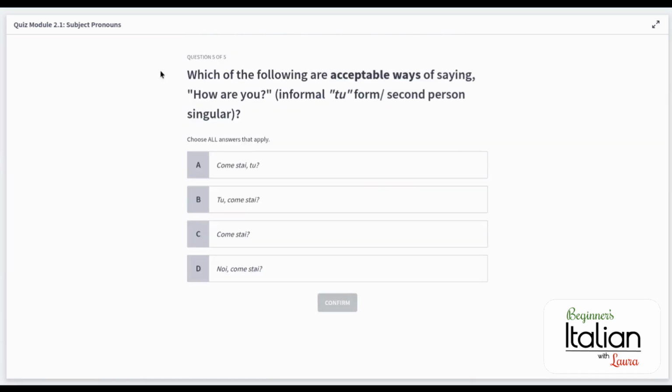Okay, and number 5. Which of the following are acceptable ways of saying, how are you, in the informal tu form or second person singular? Choose all answers that apply. A. Come stai tu? B. Tu come stai? C. Come stai? Or D. Noi come stai?